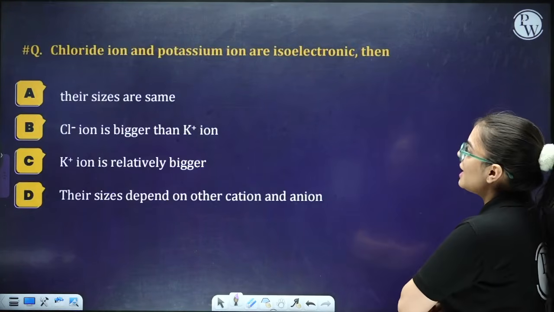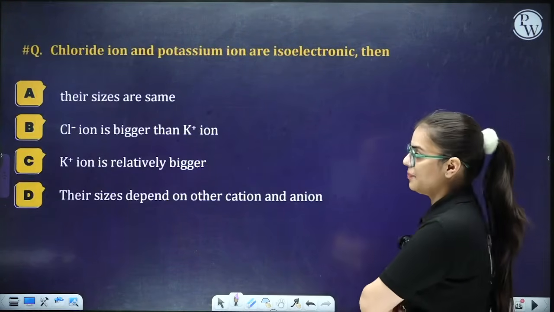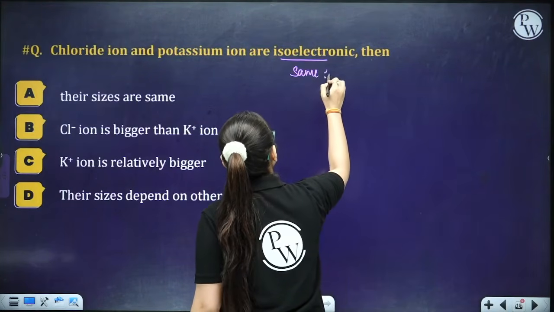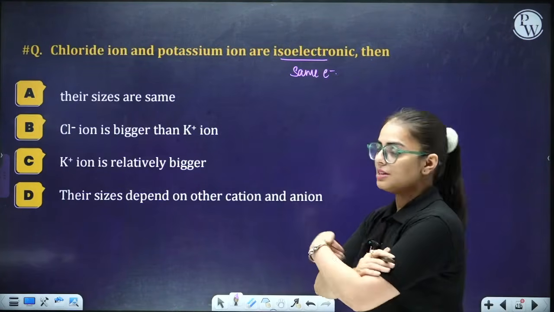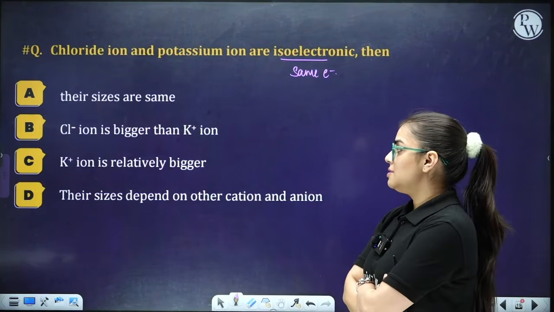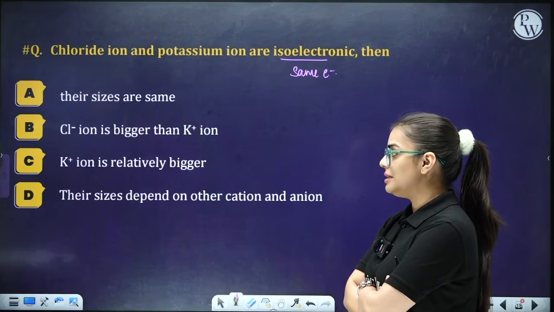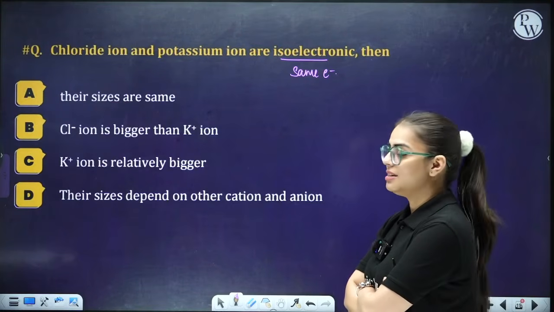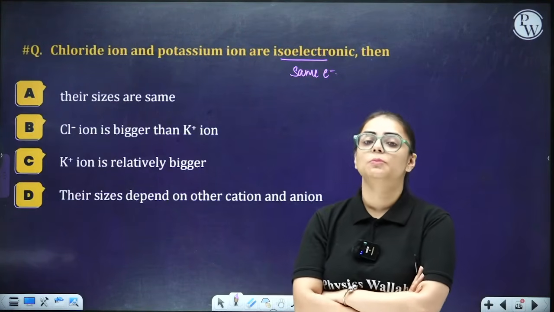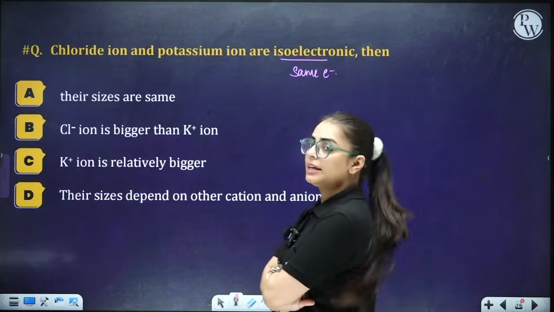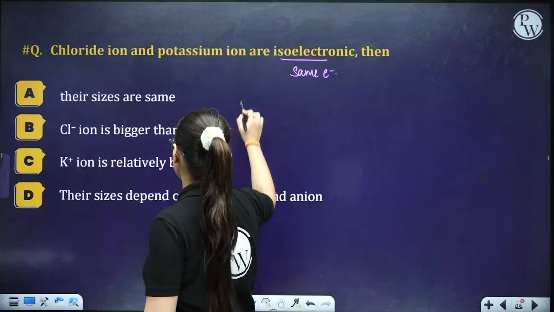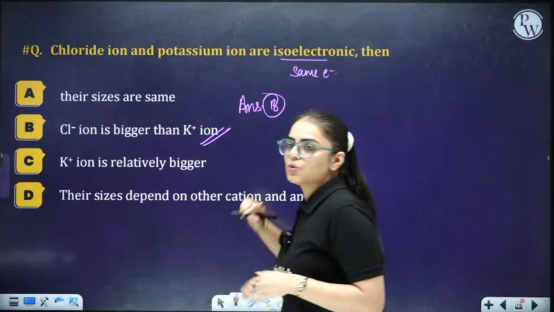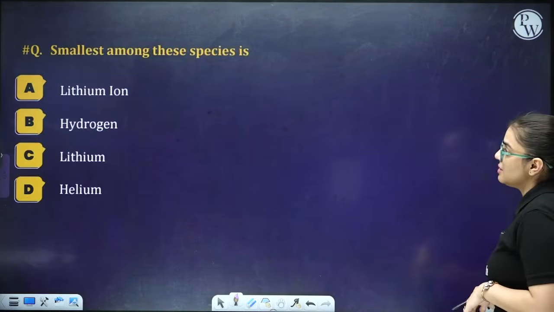Now comes chloride ion and potassium ions are isoelectronic then. Isoelectronic refers to as the one which has same electrons. So if they have same electrons, then which of the following is right? A, their sizes are same. B, Cl negative ion is bigger than K positive ion. C, K positive ion is relatively bigger. D, their sizes depend upon other cation anions. See, if they have same number of electrons, then you always have to remember anion size will be greater than the cations one. Cations are smaller. So anions are negatively charged. So that means Cl negative is bigger than the K positive one. So B option is going to be the right answer. Let us see the next question.